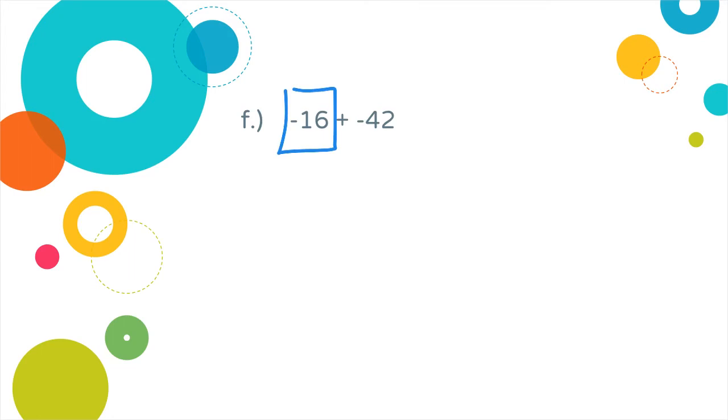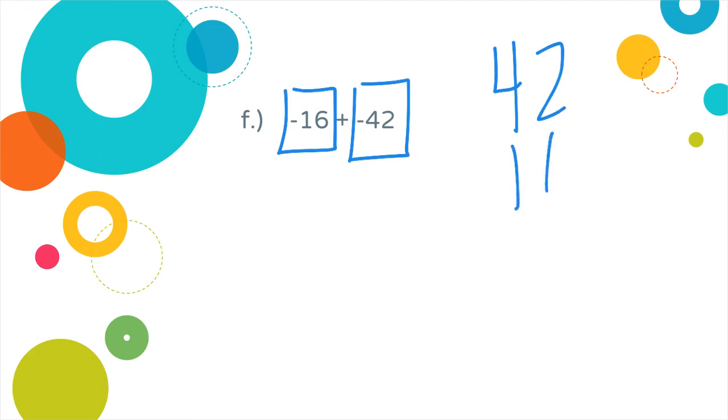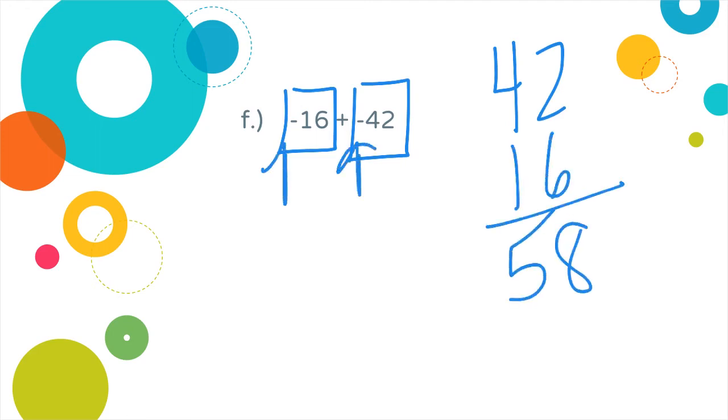Letter F, negative 16 plus negative 42. You have negative 16, negative 42. Negative and negative are same signs, so you add and keep. 42 plus 16 is 58. Keep the sign that's in front of them, which is the negative. Your answer is negative 58.